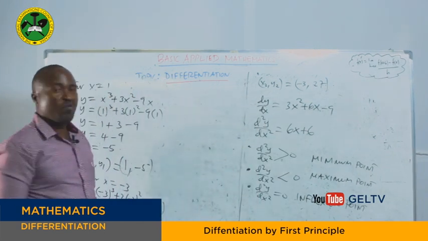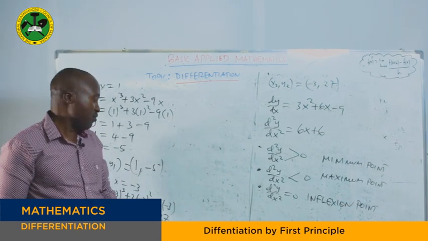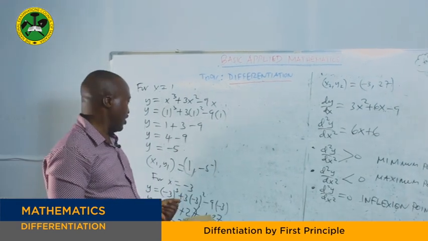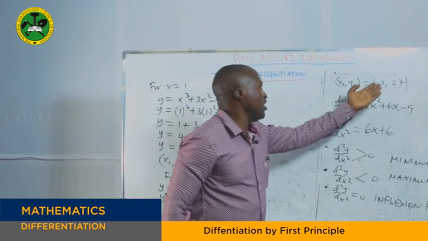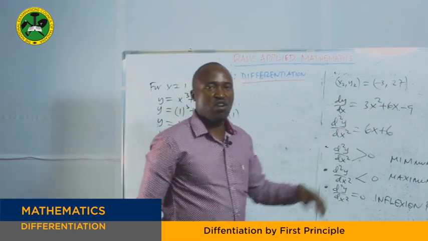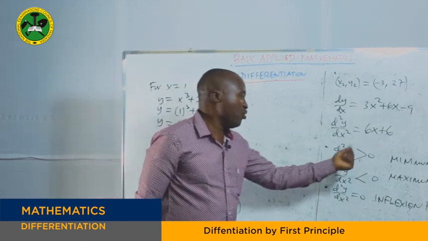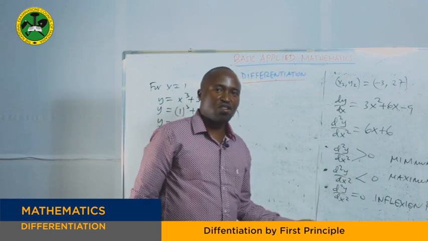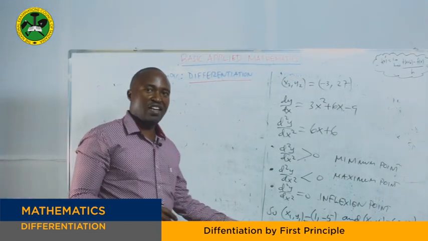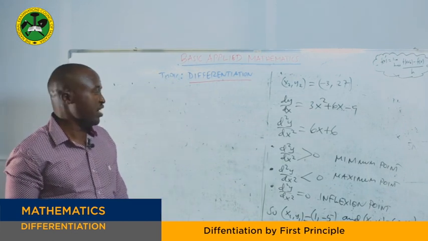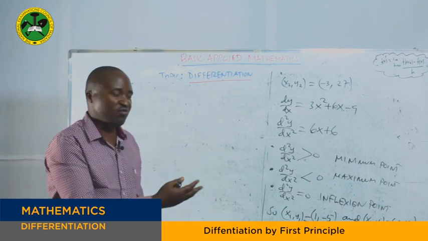Now, my dear student, let us see the nature of the points we have. Remember, we have 2 points. The first one is 1, -5, and the second one is -3, 27. We are going to test these values to see whether they are a minimum point, maximum point, or point of inflection.